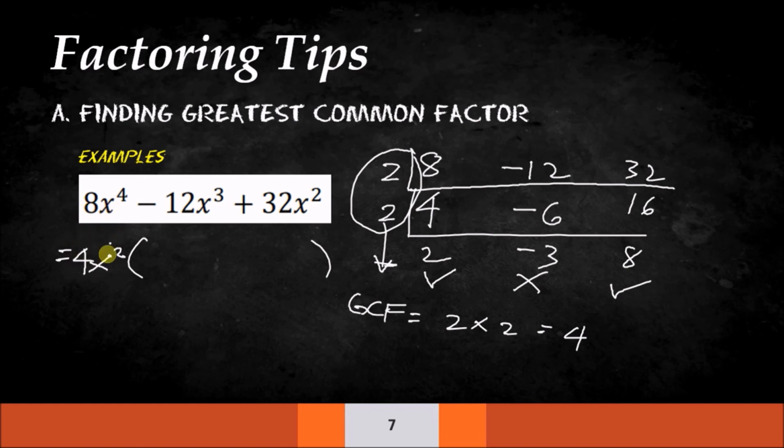8 divided by 4 is 2, okay? X to the 4th divided by x squared is x squared. Sinubtract lang natin yung exponent natin. Dito naman sa second term, negative 12 divided by 4 is negative 3. X cubed divided by x squared is x. And then dito naman sa 32x squared divided by 4x squared, na-cancel out na yung x squared natin. Kaya naiwan na lang is 32 divided by 4, that is 8.